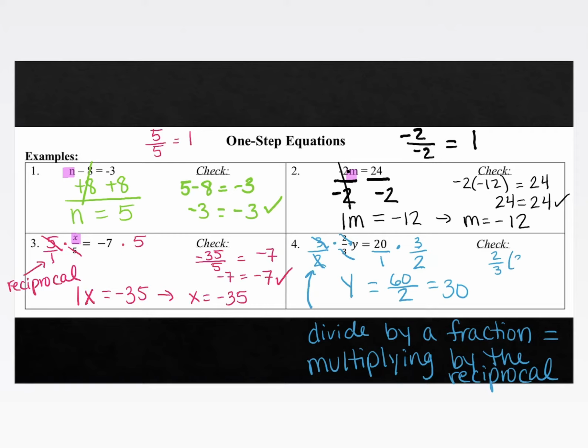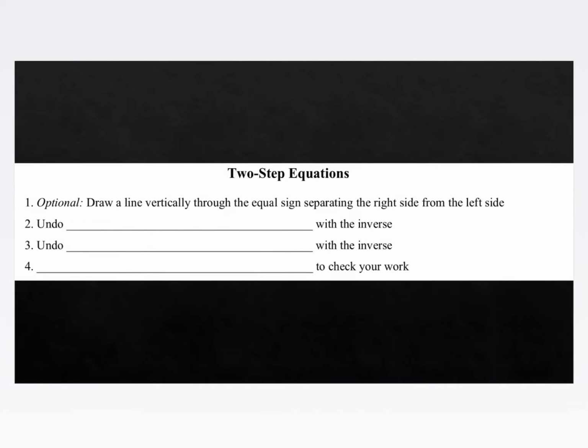2/3 times 30, which we're plugging in for y, should give us 20. Now again, this is really 30 over 1. So if we simplify it, 2 times 30 is 60. 3 times 1 is 3. 60 divided by 3 is 20. And there we have it. Now let's move on to two-step equations.